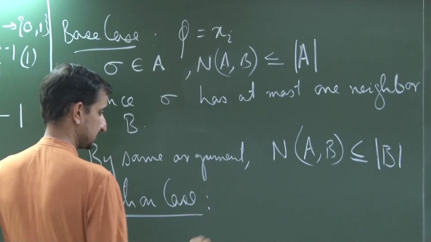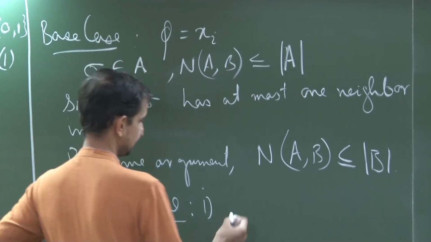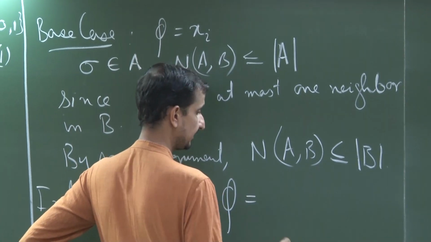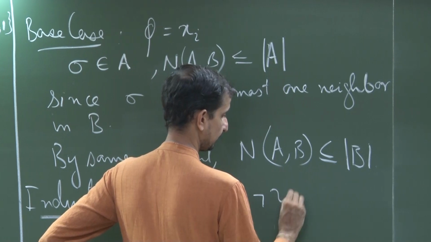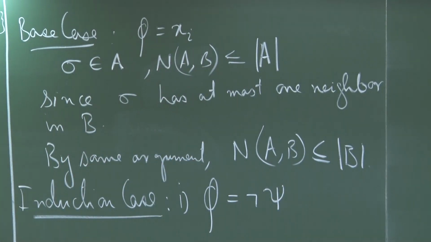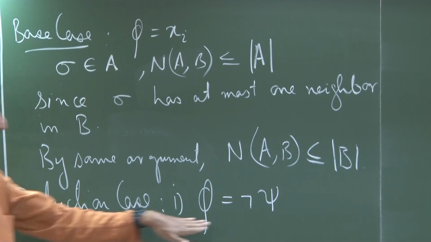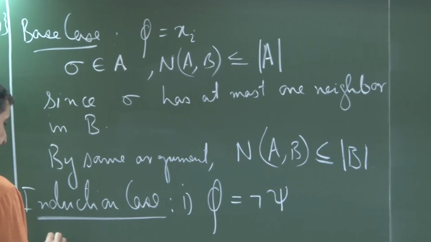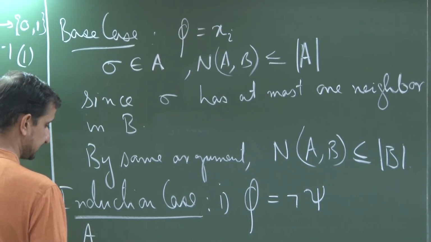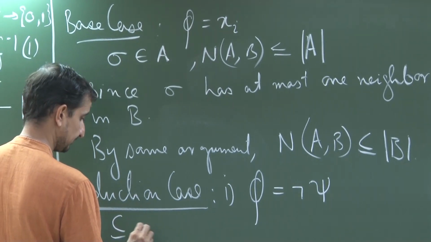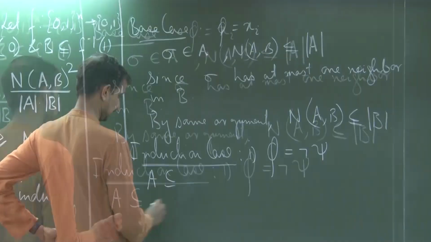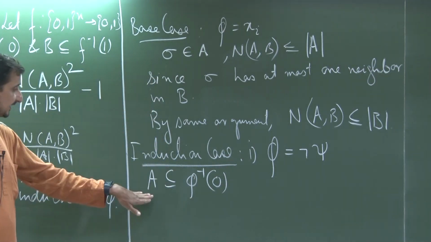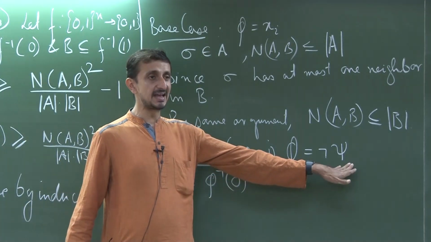Okay. So, the first part is when, let us say, phi is equal to not of some formula psi. So, if phi is not of psi, now let us consider the possibilities. Suppose I have a set A which is a subset of phi inverse 0, what can I say about A with respect to psi?